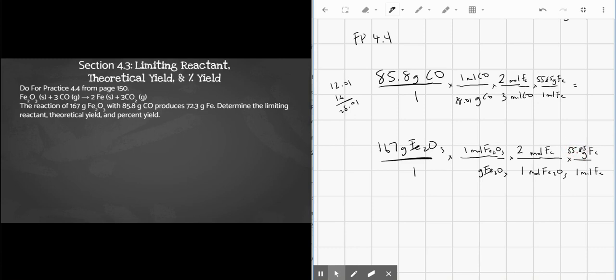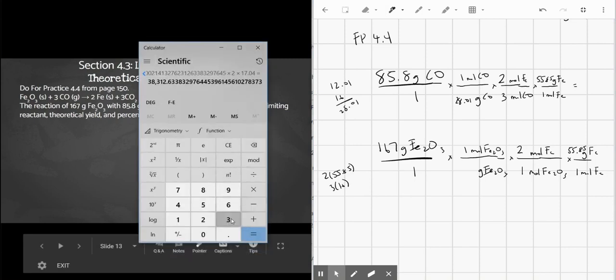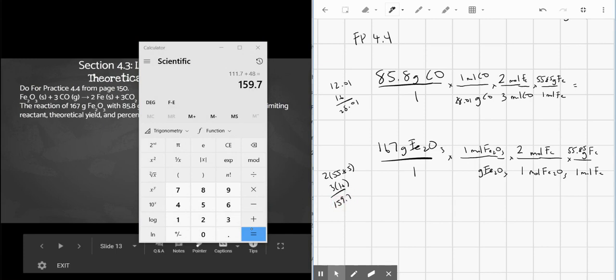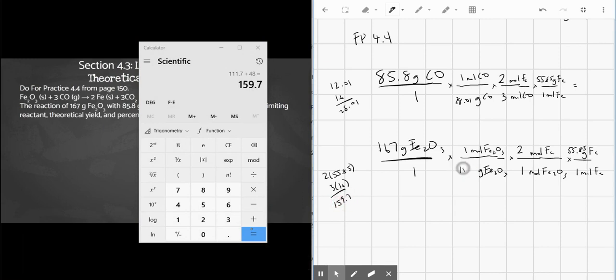Okay, and so I still need to add up this one as well. So that is 2 times 55.85 plus 3 oxygens. That's 3 times 16. 3 times 16, I think, is 48, but let's make sure. Yes, okay, so that's 48. Let's do 55.85 times 2 plus 48 for a total molar mass of 159.7. That needs to go right here. Okay, did I fill in all of our spots? Yes, we did. So now we just got to do some calculating.